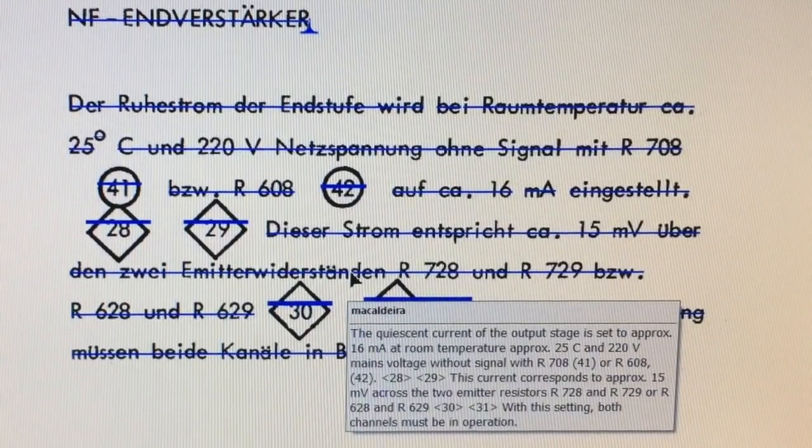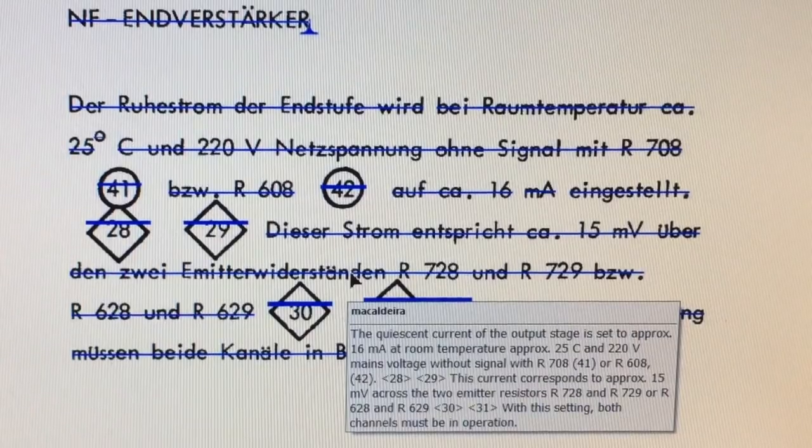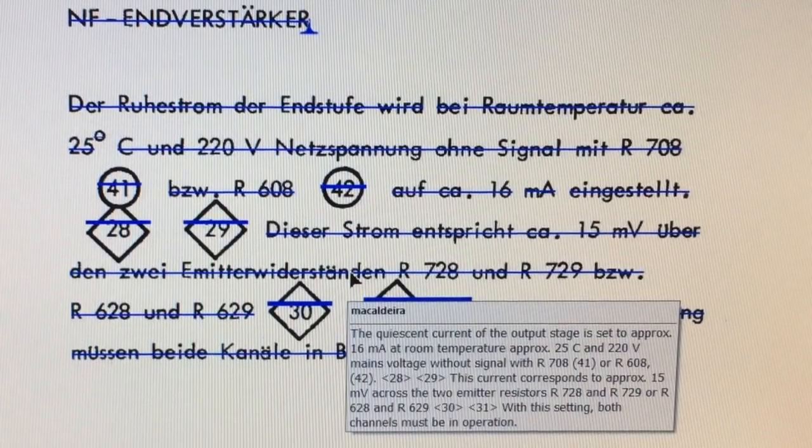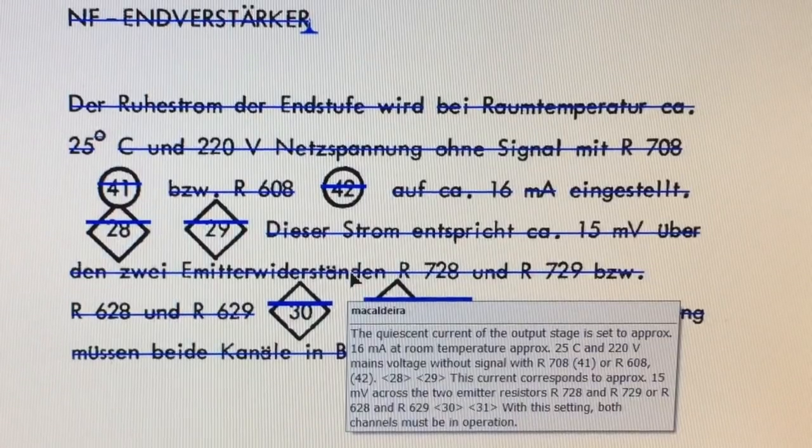Those are the two little trim pots over there. The current corresponds to approximately 15 millivolts across the two emitter resistors, R728 and 729, and R628 and 629. With this setting, both channels must be in operation. So what are we talking about?